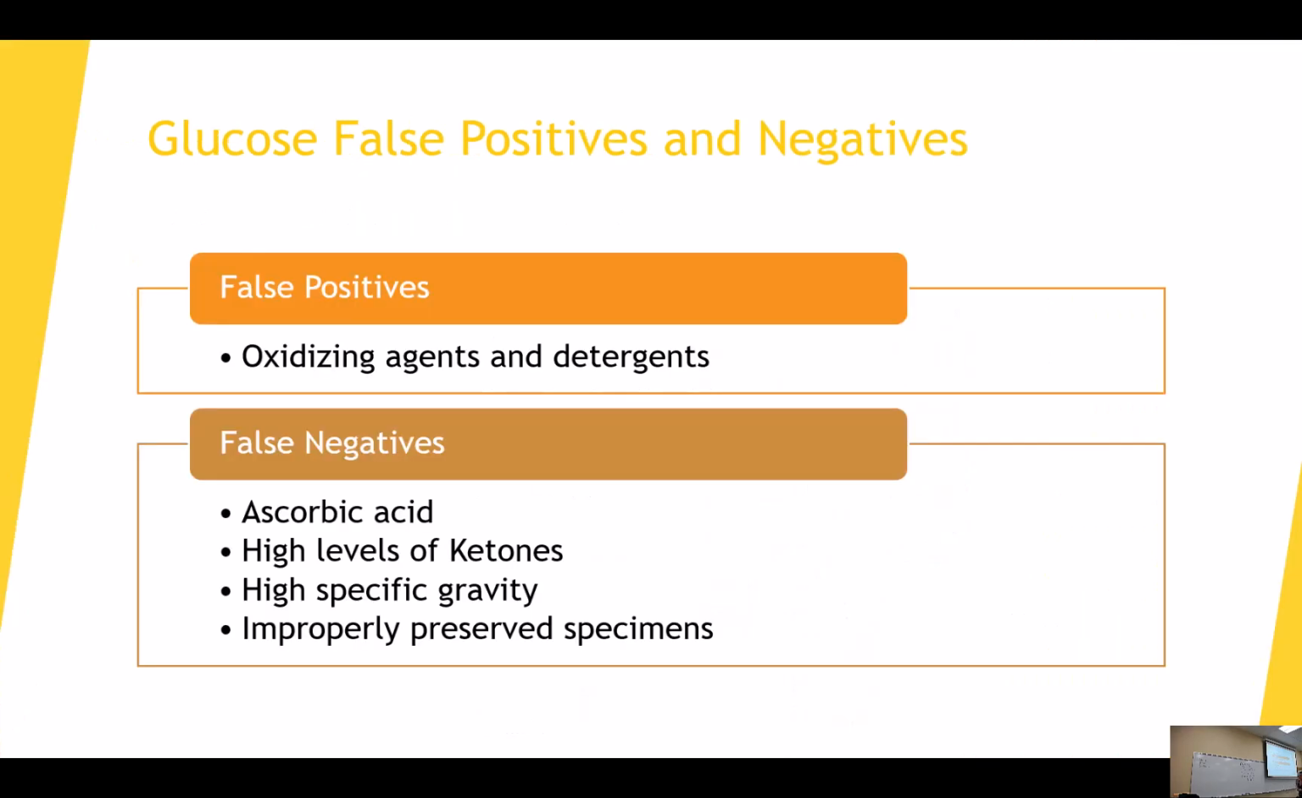So we're looking at glucose false positives and negatives. Oxidizing agents and detergents, again, is our false positive. False negative, there's that ascorbic acid again. Remember those two. Other false negatives, high levels of ketones, high specific gravity, or an improperly preserved specimen. Because over time, as the bacteria go up, they eat the glucose, and the glucose levels will go down for those older specimens.